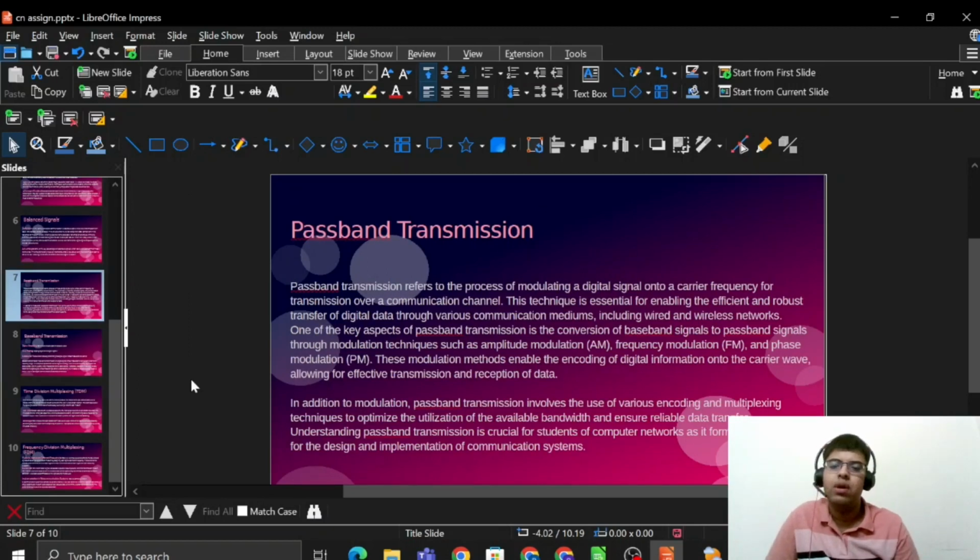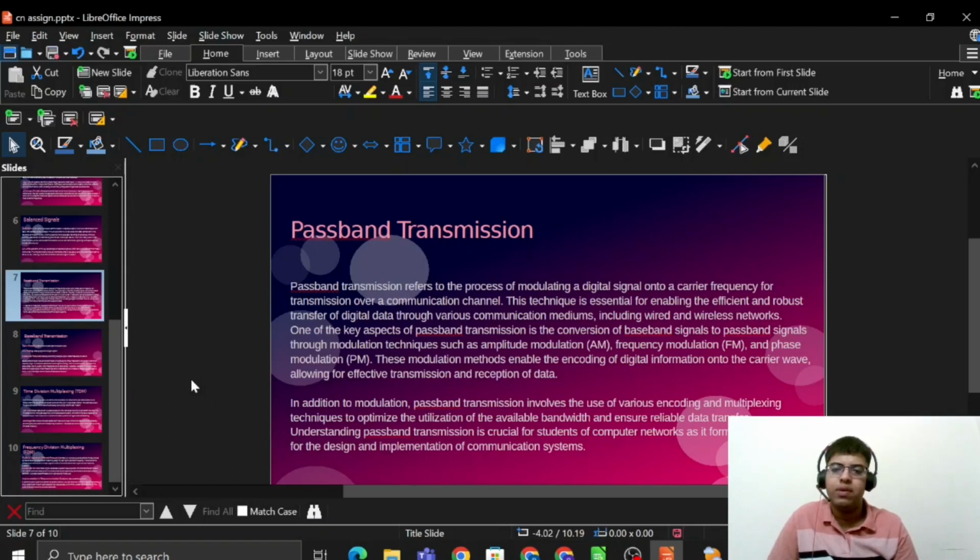Next one is passband transmission. This refers to the process of modulating a digital signal onto a carrier frequency for transmitting over a communication channel. Here, the technique is very essential for enabling the efficient and robust transfer of data through various communication mediums, which include wired and wireless networks.